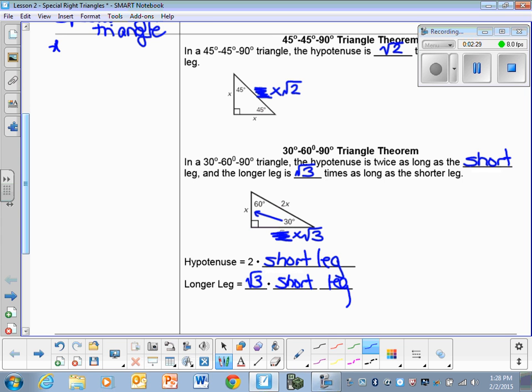Now, if you have a hard time remembering which one is which, my suggestion is to use your graphing calculator and just compare. The square root of 3 is approximately 1.73201. 1.7 is less than 2. So the 60-degree angle has to be in the middle, and the 2, which is definitely going to be the longest side, has to be opposite the 90 degrees.